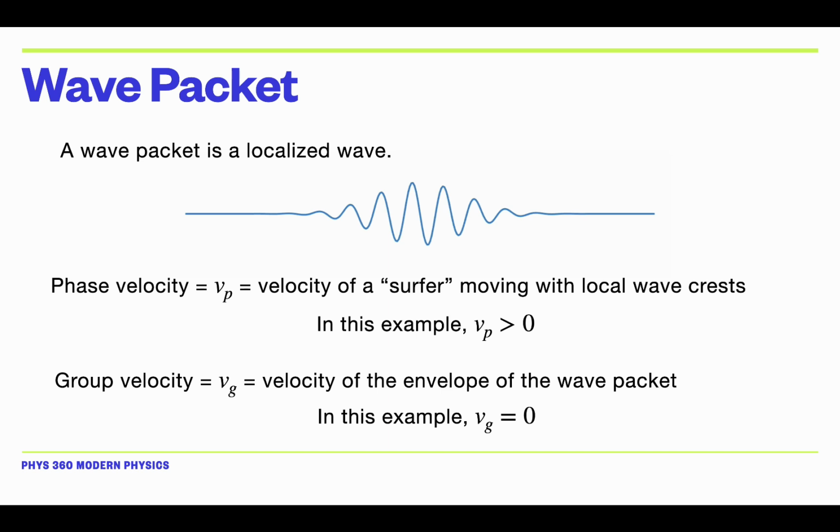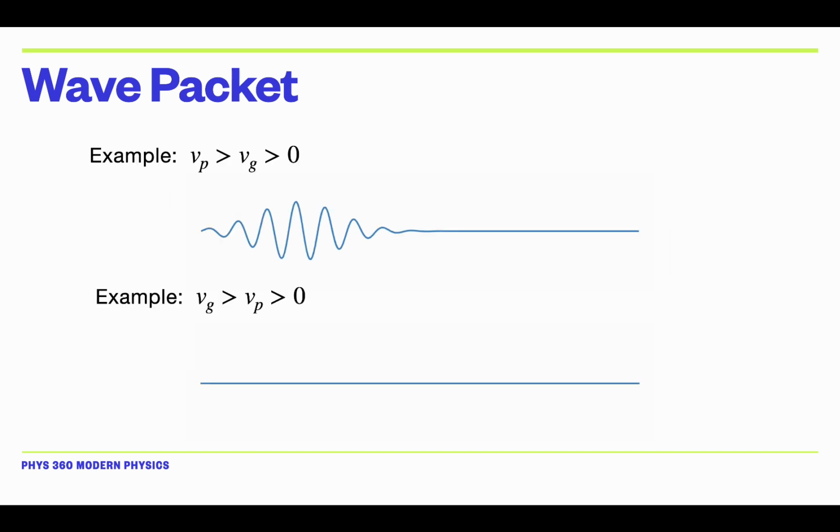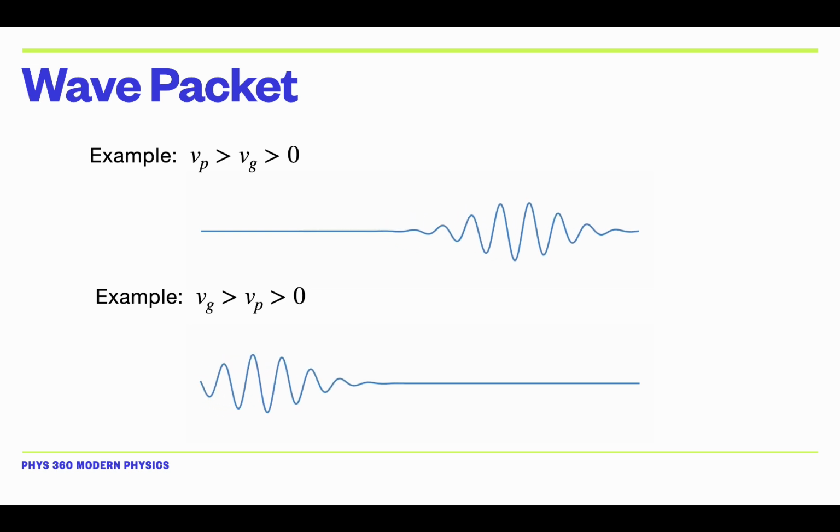In general, the phase velocity can be less than, equal to, or greater than the group velocity depending on the underlying physics. Here's an example where the phase velocity is greater than the group velocity. In this case, the individual crests catch up to and overtake the packet envelope. And here's an example where the group velocity is greater than the phase velocity. Now it is the envelope that overtakes the individual wave crests.